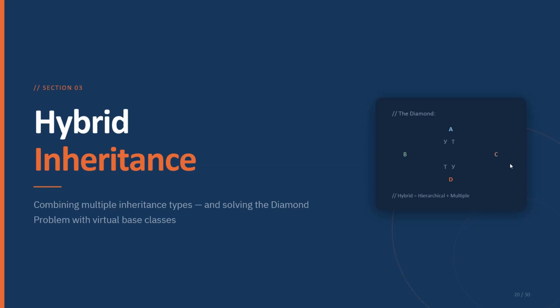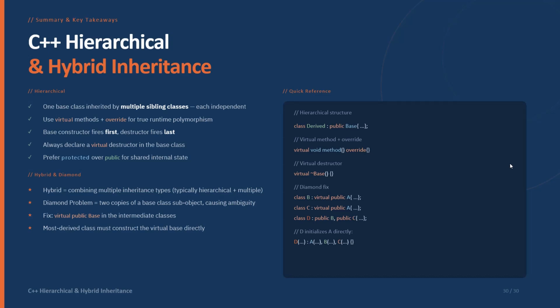So here is the overall recap of the session. We have gone through various types of inheritance like single inheritance, multilevel inheritance, multiple inheritance, hierarchical inheritance, and hybrid inheritance in detail.